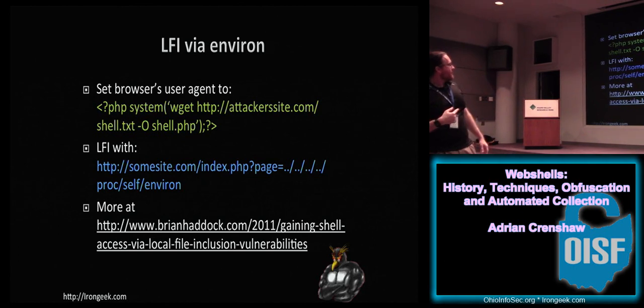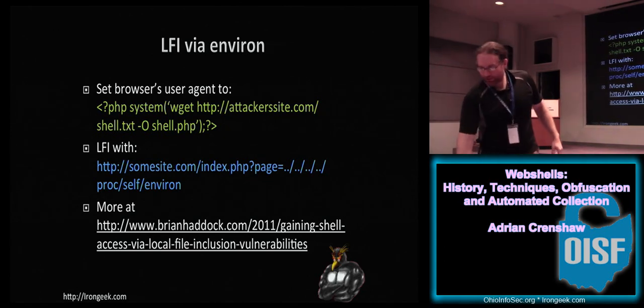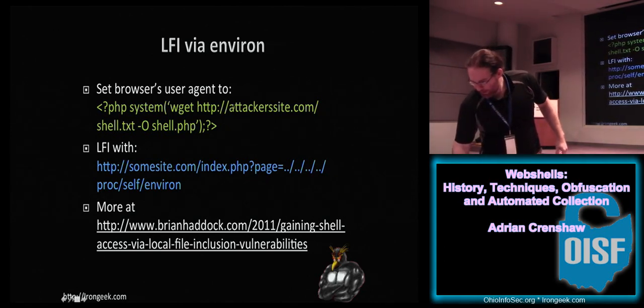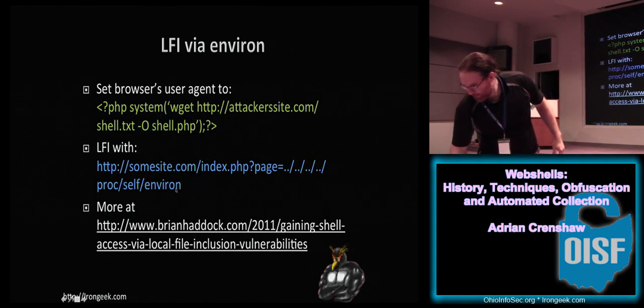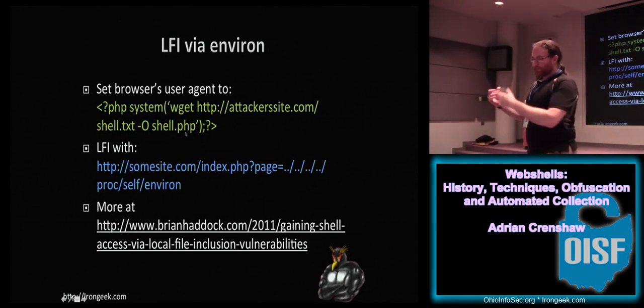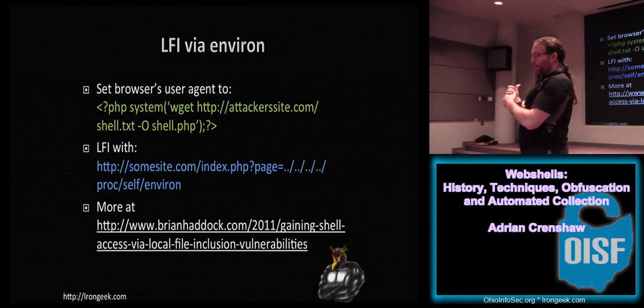Well, people started to find that if they set stuff like the user agent, like here you see I've set my user agent, and I set my user agent to that, and then I try to grab environ using a local file include, it'll include this PHP inside of the executing PHP script on the remote website. It'll try to get a particular shell, and from there I can output that shell and then use that shell. This is an example of using local file includes and environmental variables.